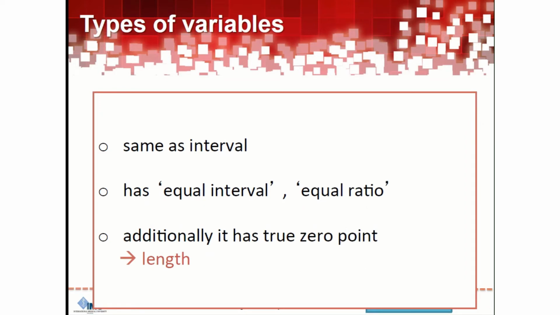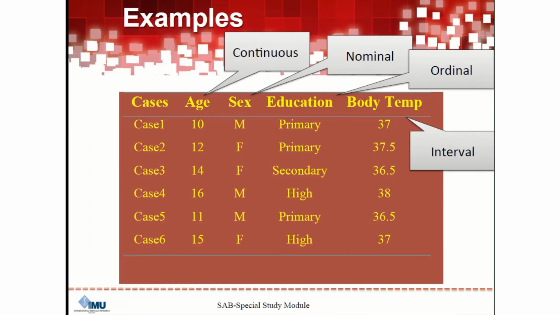Ratio is the same as interval. The only thing is that it has an equal interval, equal ratio, and additionally it has a true zero point. So these are a few examples in the category. You have about 6 patients, and the ages are like this, so it is continuous, right? The sex is male or female, it is nominal. Education, primary, secondary, and all those things, is ordinal, and the body temperature is interval. If the body temperature has been taken in Kelvin, then it will be a ratio.